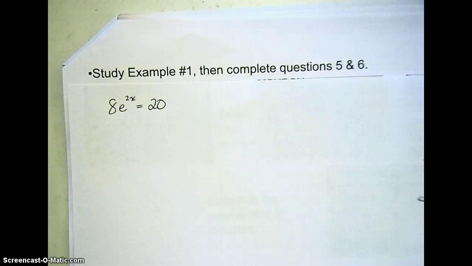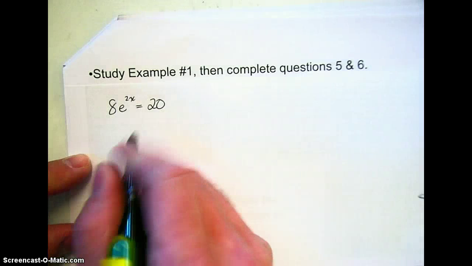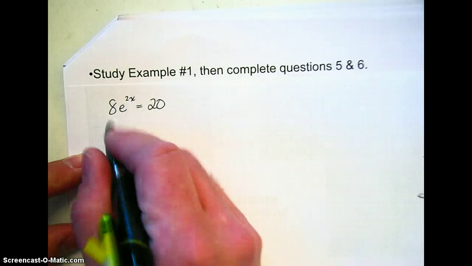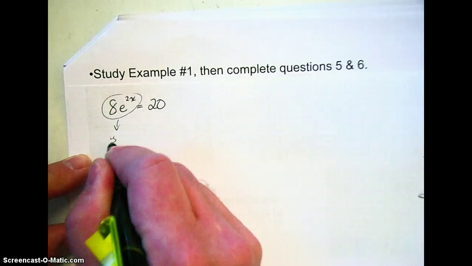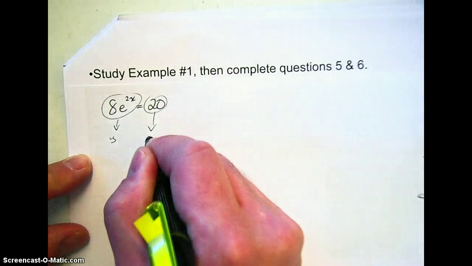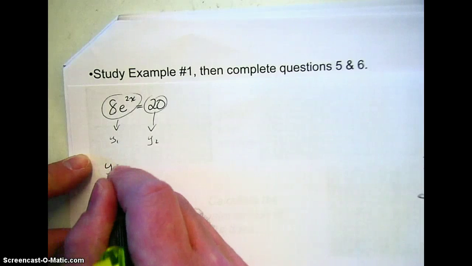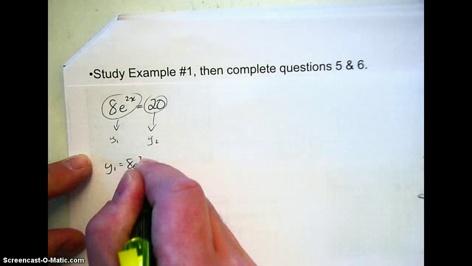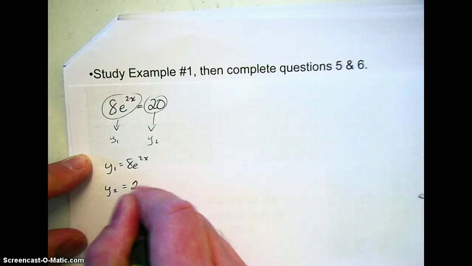Go for it. You started out with that equation, 8e to the 2x equals 20. Okay? The first thing to do, if you're going to do this on your calculator, is to set each of these parts equal to y. So set that equal to y and set that equal to y. We'll call this y sub 1 and y sub 2. So you have y sub 1 equals 8e to the 2x and y sub 2 equals 20.